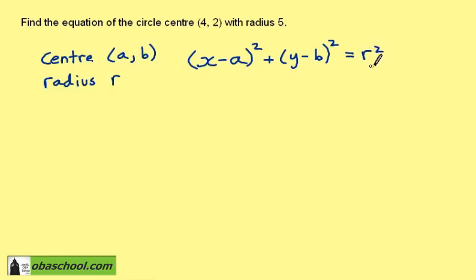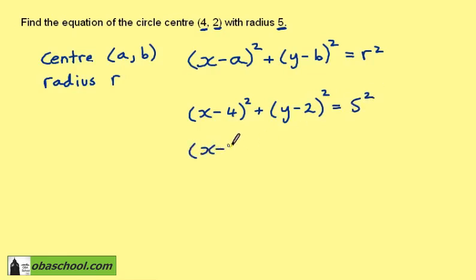squared. So here we have a is equal to 4, so (x minus 4) squared, and b is equal to 2, so plus (y minus 2) squared, and the radius is 5, is equal to 5 squared. So (x minus 4) squared plus (y minus 2) squared is going to be equal to 25.